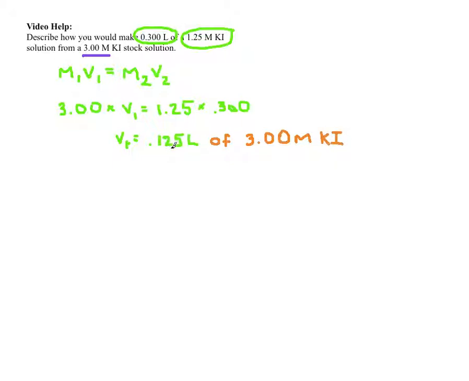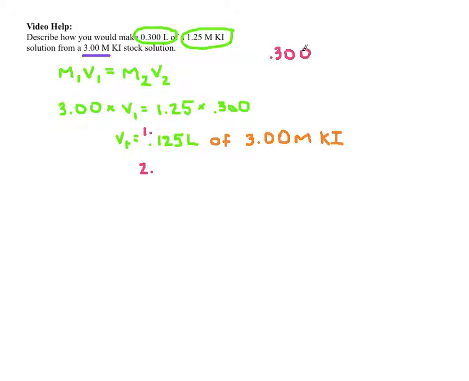So I took my concentrated solution. I only need 0.125 liters of the concentrated solution. The rest I'm going to add as water. So this was step 1. Now step 2 is going to be to add the rest as water. I want a final volume of 0.300.